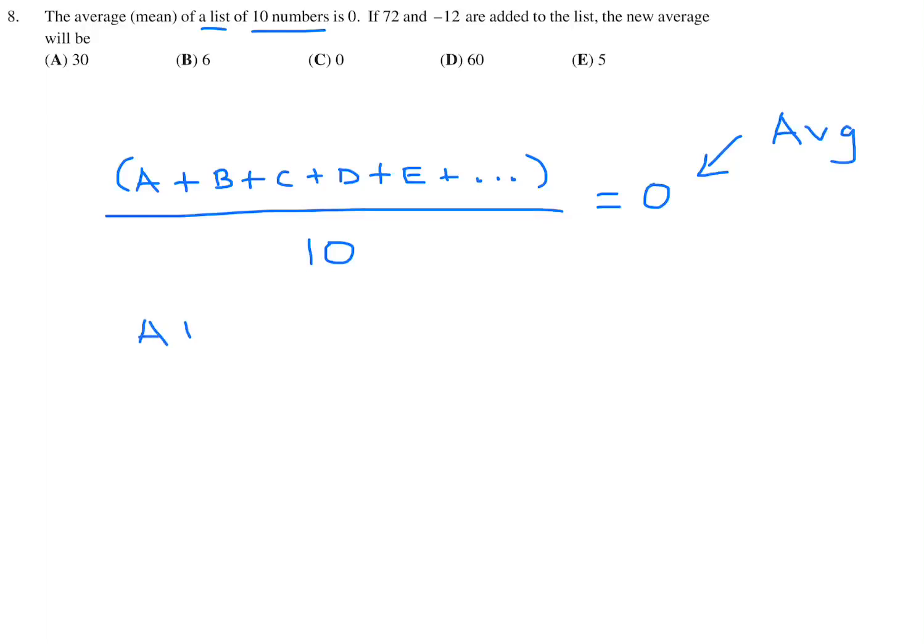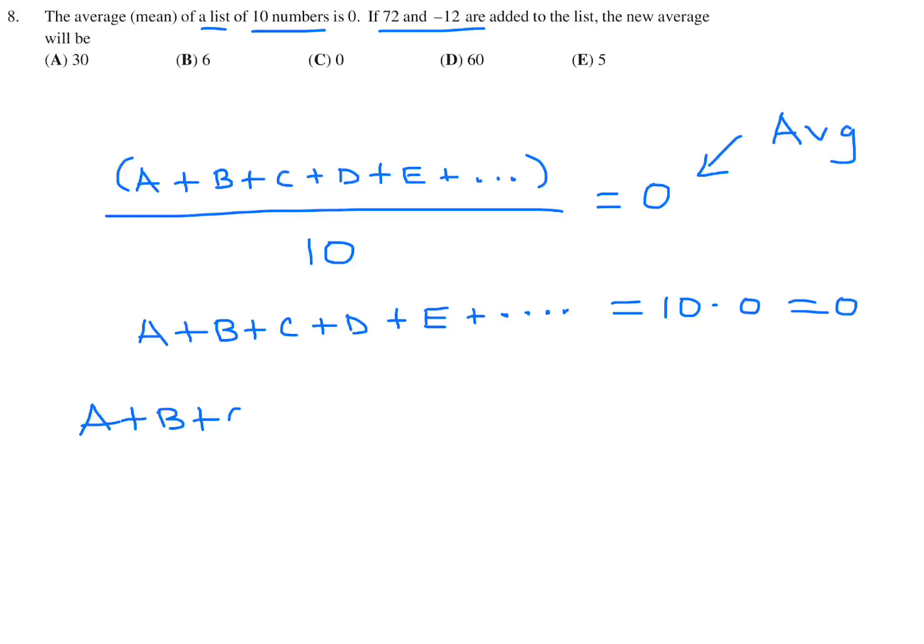So that means these 10 numbers, if you were to cross multiply the 10 to 0, the sum is 10 times 0, which is 0. All right? So the sum of these 10 numbers is 0. Now what you're doing is you're adding 72 and -12 to A plus B plus C plus D like that. This sum. You're adding 72 and you're adding -12. And they're saying, what is the new average?